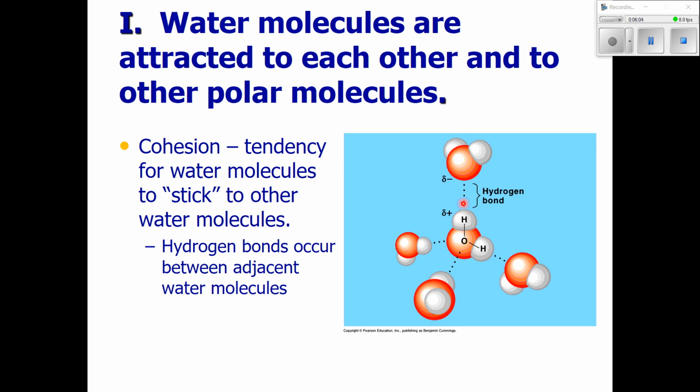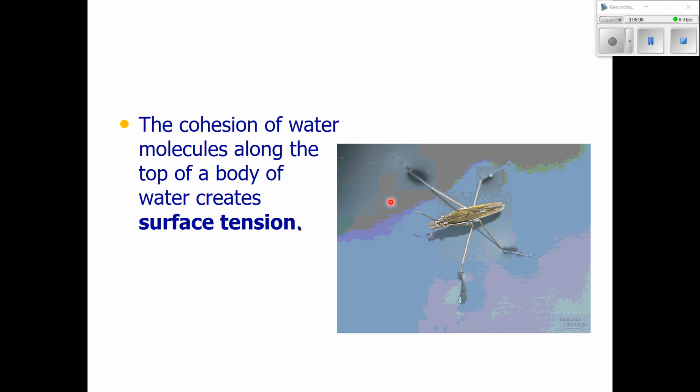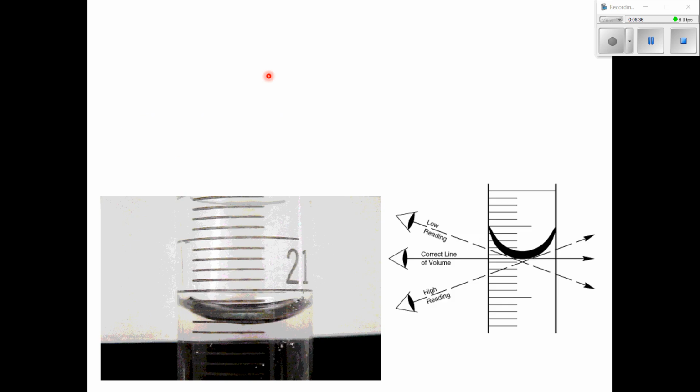They're clinging together because of the hydrogen bonding, and that creates enough tension that low density organisms like this insect, this is called a water strider, can actually walk across the surface of that water without breaking through those hydrogen bonds, without breaking the surface of that water. And we call that phenomenon surface tension. Make sure you know that surface tension is created by cohesion of water molecules.